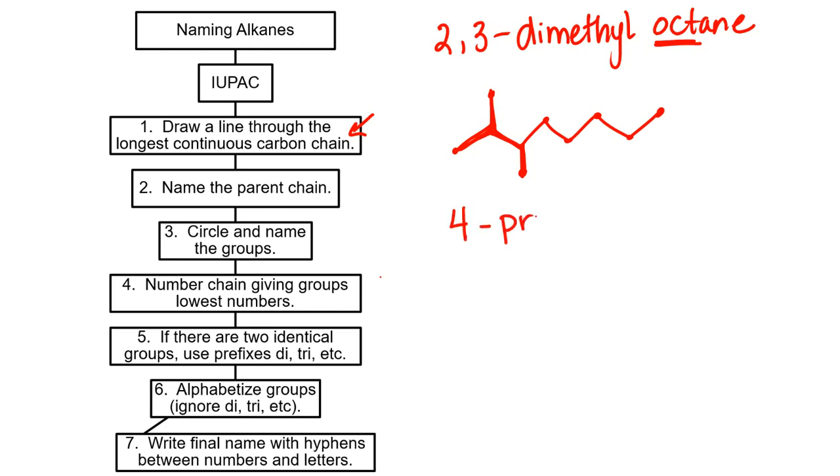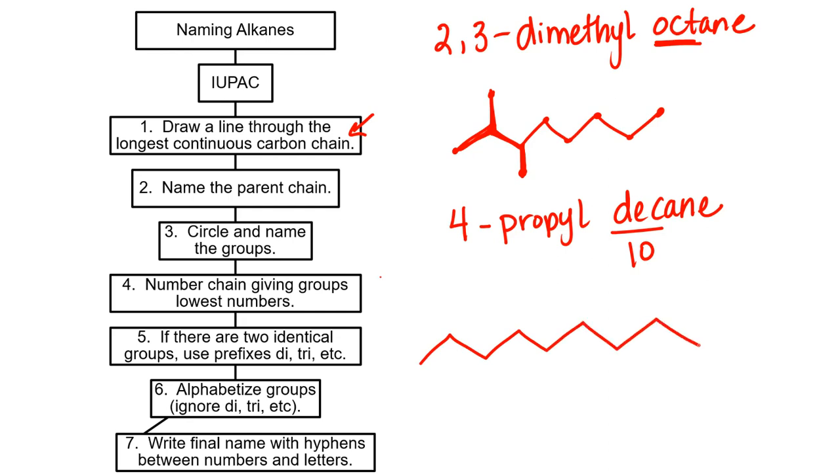Let's try another one. Let's try 4-propyl, and this is decane. So dec means 10 carbons in that main parent chain. 1, 2, 3, 4, 5, 6, 7, 8, 9, 10. I go to carbon 4, and I put a 3 carbon group. So that carbon group is going to look like this: 1, 2, and 3.